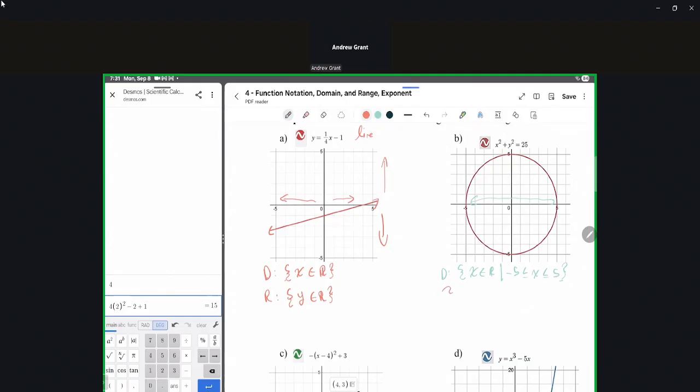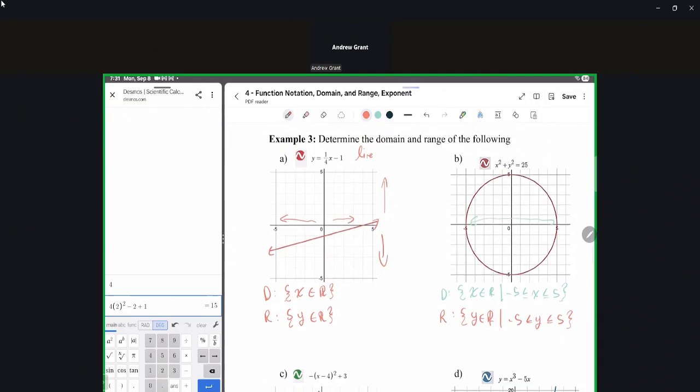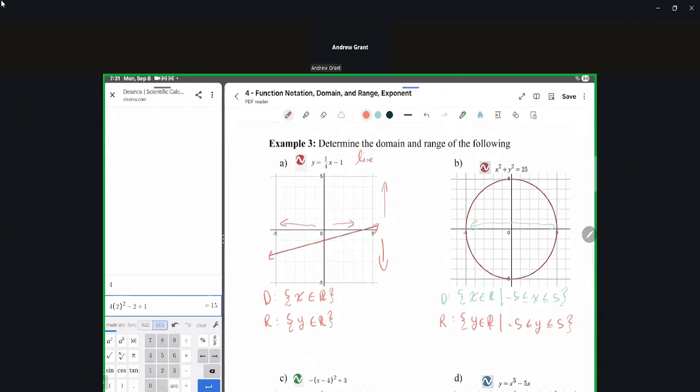Okay. The range has the exact same restriction. It must also be between -5 and +5. And so, for example, this equation doesn't make sense if we try to put, say, a 6 in here, because if you have 6 squared, that's already greater than 25 and doesn't make any sense anymore. So this equation is what we call a circle.